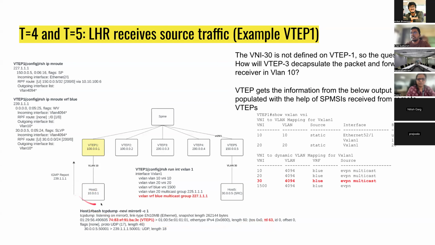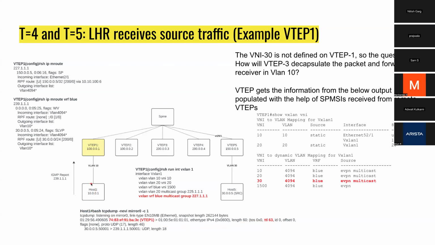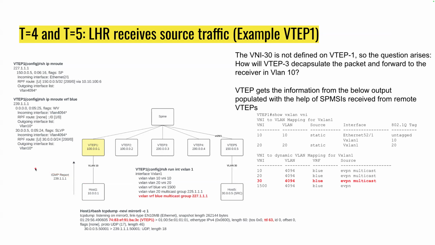Yep. So that's all. So with this, all the flows, the host 1 would receive the feed. Any doubts until here, or else we can just summarize whatever we saw until now. And any reason why in the S, G that is created in the VRF blue, we still see the incoming interface as VLAN 4094.